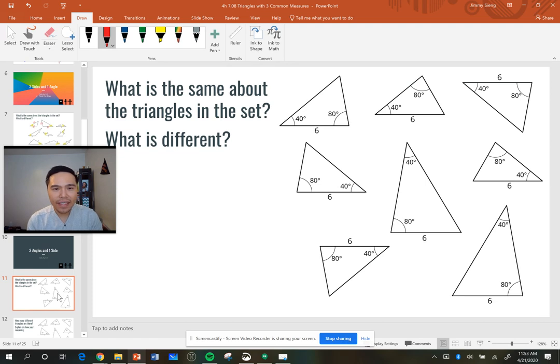So I need to look at the set. Again, you're going to have to do a lot of pausing and just looking at all of this, right? So go ahead and pause. Something you should notice, I want you to see what's the same, what's different, okay?